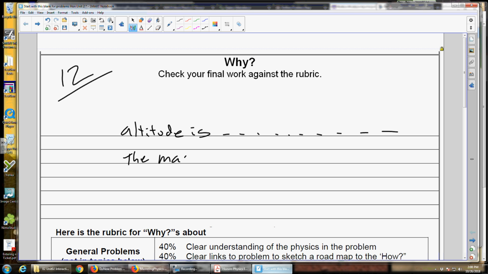So, the mass of the Earth creates the grav field. I think on the next one I might try typing, because it's probably better than my handwriting. Kind of horrible, because I'm in the middle. Next problem.